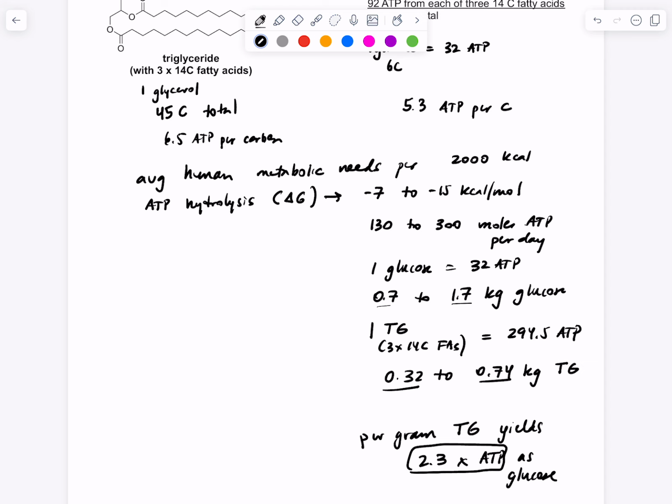Yes? This is just a curiosity question, but you said that if all you were eating was glucose, you'd have to have like 0.7 kilograms per day. What happens in this process when people are not eating, like when they're starving? Oh, that's a fascinating question. What happens when you're fasting? Couple of things.